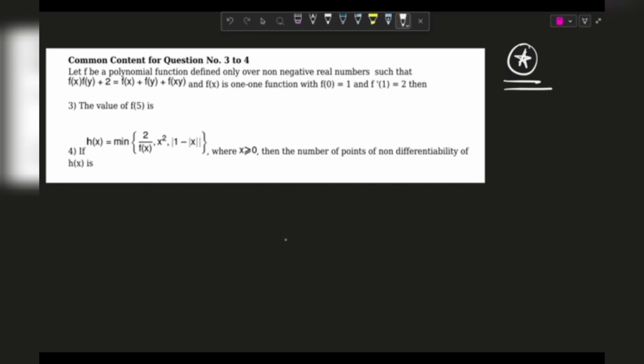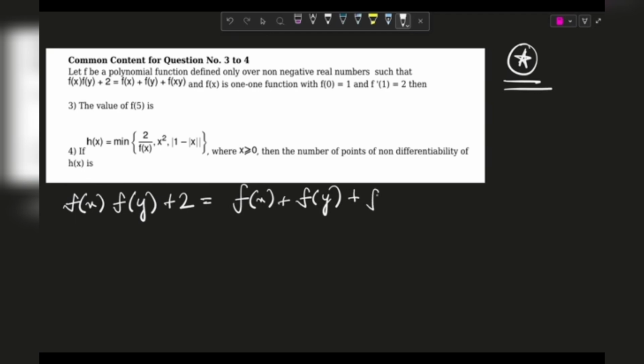So basically here in our question we have a polynomial function, and also we have some information given about f of x. First is f of x is a 1 function, and we have some values, and on the basis of that we have to calculate questions 3 and 4. So let's do that. First I will write out this polynomial equation, which is f of x into f of y plus 2 is equal to f of x plus f of y plus f of xy.